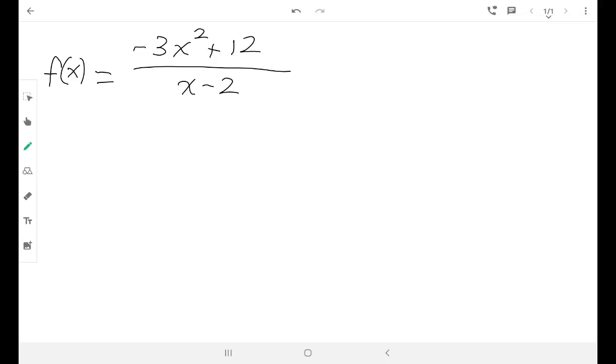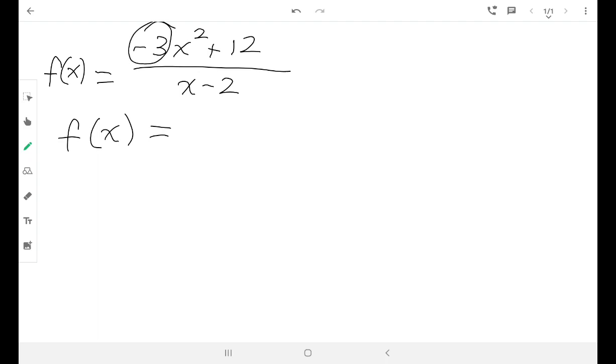Hi everybody. We're going to talk about how to graph this function here, f of x equals negative 3x squared plus 12 over x minus 2. And what we're going to do is try to pull it apart as much as possible and look at it again, because that's going to help us with a lot of things.